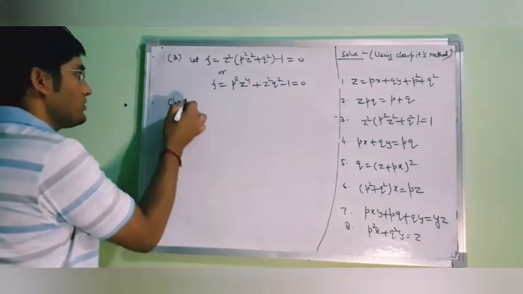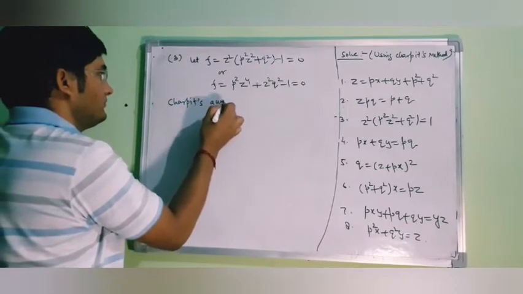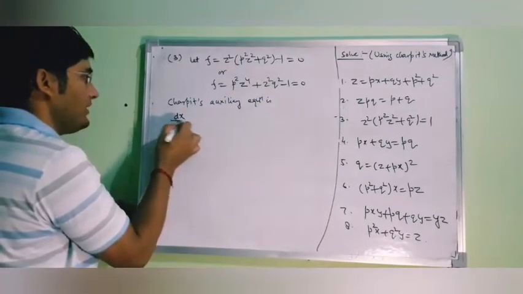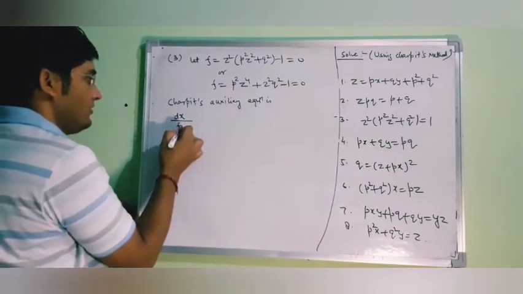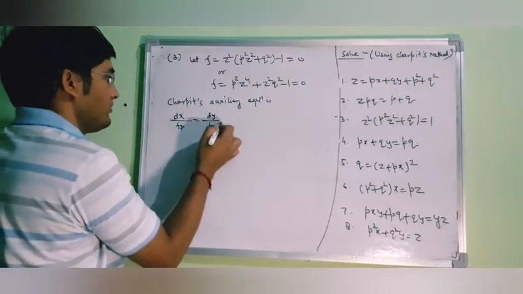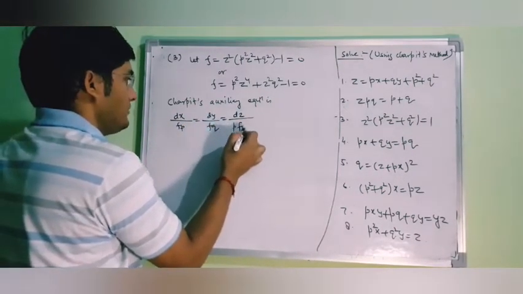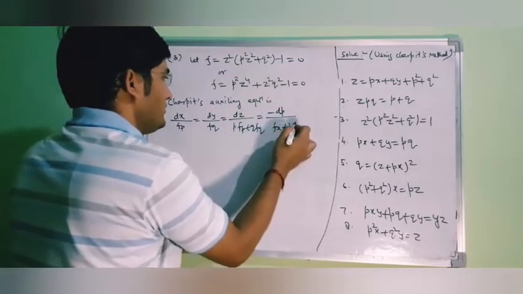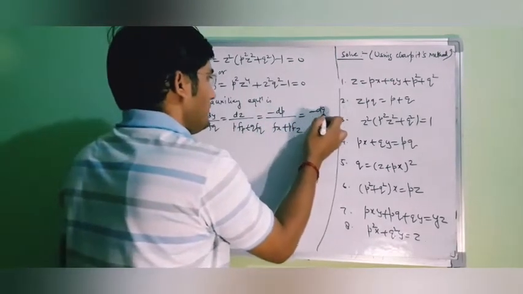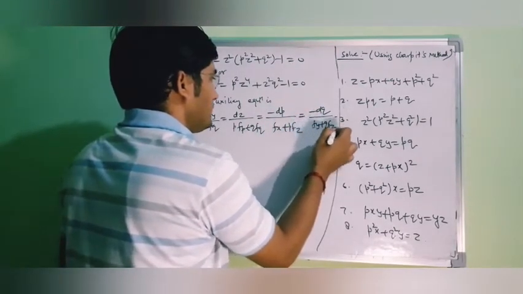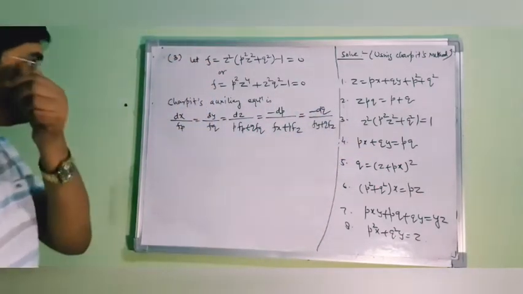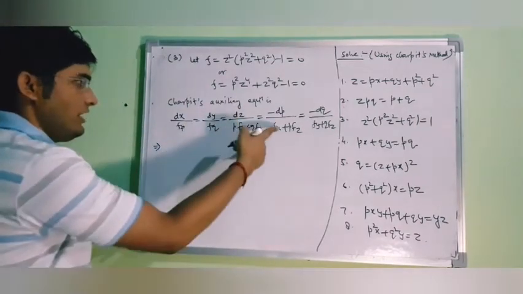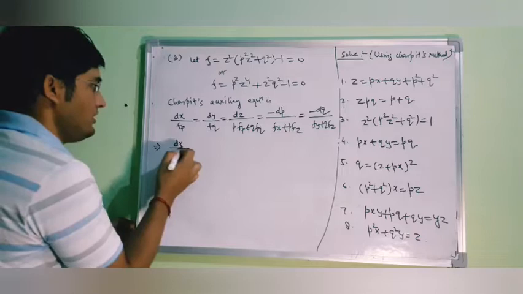So Charpit's auxiliary equation is dx upon fp equal to dy upon fq equal to dz upon pfp plus qfq equal to minus dp upon fx plus pfz equal to minus dq upon fy plus qfz. So this is your Charpit's auxiliary equation. Now if this is your equation, then put the value of fp, fq and fx, fz. So this is your dx upon fp.